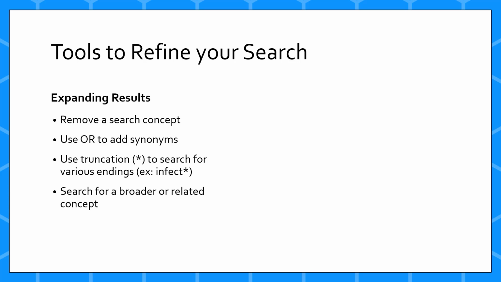You may want to add more keywords using the Boolean operator OR, which will search for articles about either of your synonyms, broadening your pool of results. You can also use the truncation symbol, usually an asterisk, to search for various endings of a word. For example, the word infect with an asterisk will bring back results for infect, infection, infections, infected, and infectious. If you're still having trouble getting results, try searching for a broader or related concept.